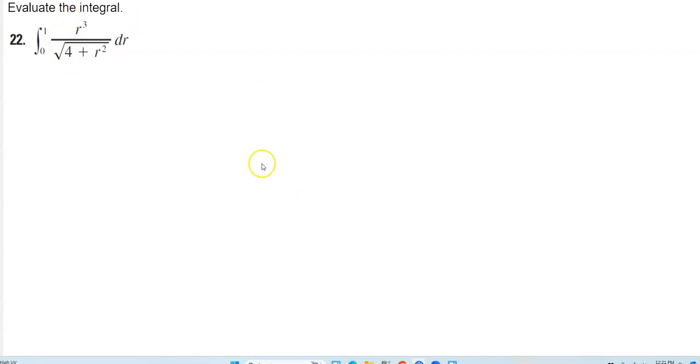Evaluate the definite integral with a lower bound of 0 and upper bound of 1 of the function r cubed divided by the square root of 4 plus r squared dr. Now, in this example, we want to try to make things a little bit easier on ourselves. So we're going to let u equal r squared.